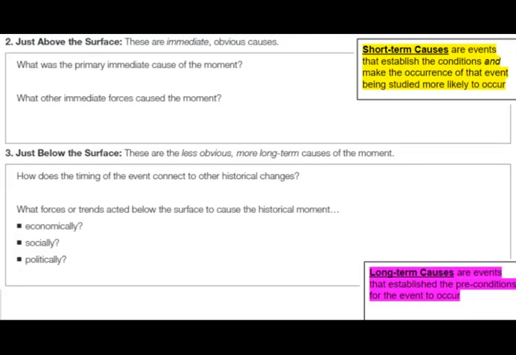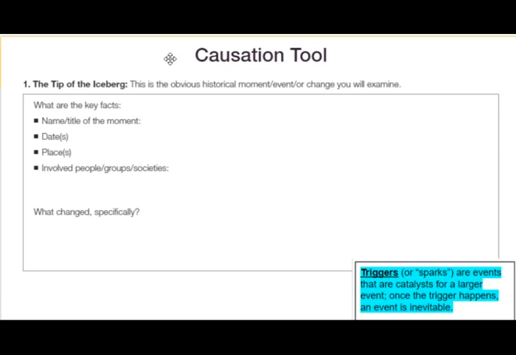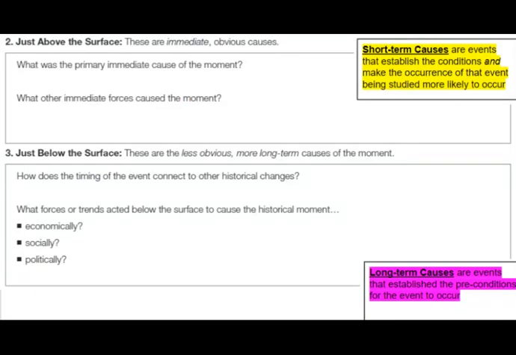That's, by the way, also, notice the first step in the causation tool. Next, just above the surface, short-term cause, he put too much onto the camel. Other immediate forces, he had been doing it for a while. Just below the surface. How does the timing of the event connect to other historical changes? Well, he'd been doing it for a long time. What forces, a trend active below the surface, to cause the moment?